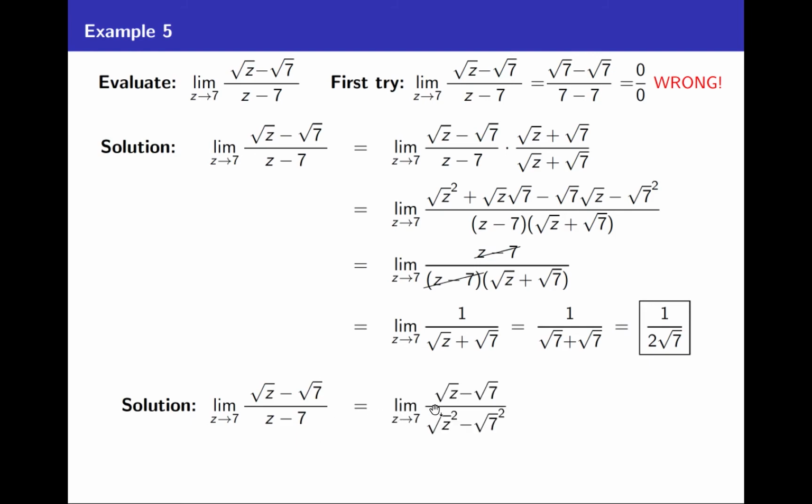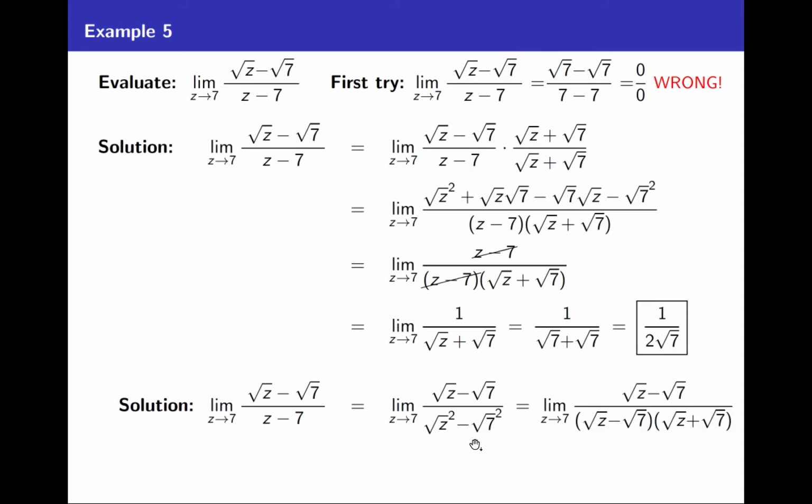So we could write this limit as the limit as z approaches 7 of the square root of z minus the square root of 7 divided by the square root of z squared minus the square root of 7 squared. Now mind you, the square root of 7 squared is just 7. The square root of z squared is just z. So all we've done is re-express this limit into a slightly more convenient form where we clearly have a difference of two squares on the denominator. This squared minus that squared.